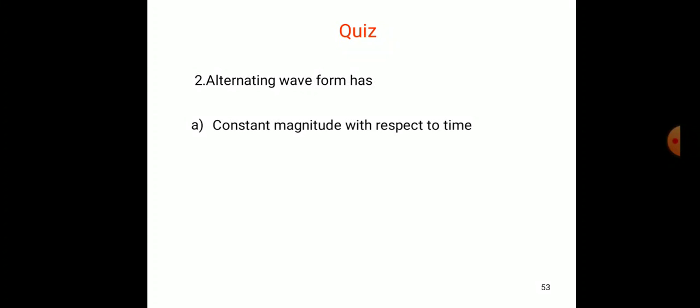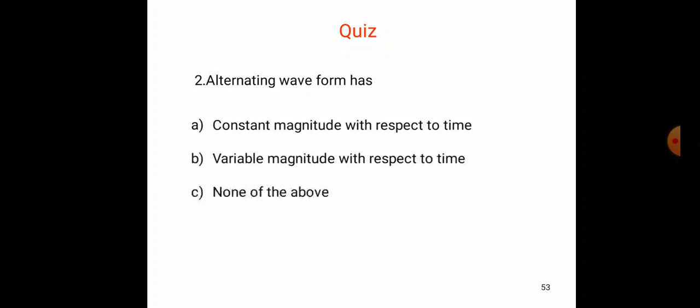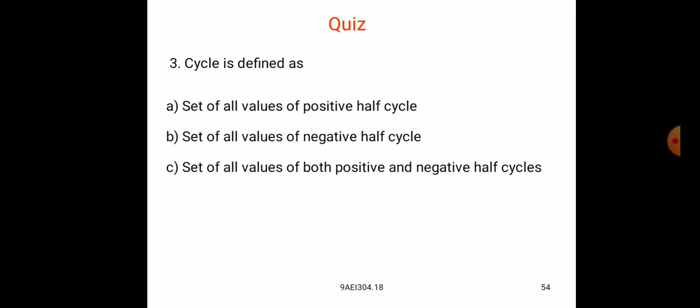Alternating waveform has what? Constant magnitude with respect to time? No. Variable magnitude with respect to time? Yes. The B is the answer. And next, cycle is defined as, if it completes the one set of positive and negative, is called as a cycle. Set of all values of positive half cycle, no, set of all values of both positive and negative half cycles. That is the C is the correct answer.